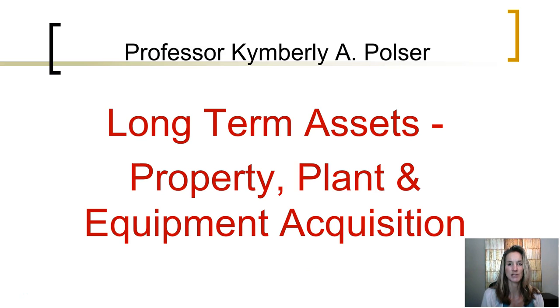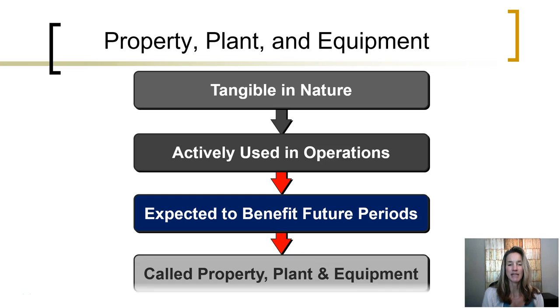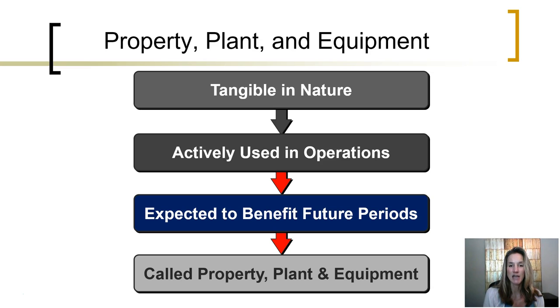This segment is going to discuss the accounting for the acquisition of long-term assets, property, plant, and equipment. Plant assets are assets that the company purchases that are tangible in nature. In other words, you can see them, feel them, touch them. These assets are actively used in daily operations. They are expected to not only benefit the period in which the asset is purchased, but also future accounting periods. We call all of these assets property, plant, and equipment.